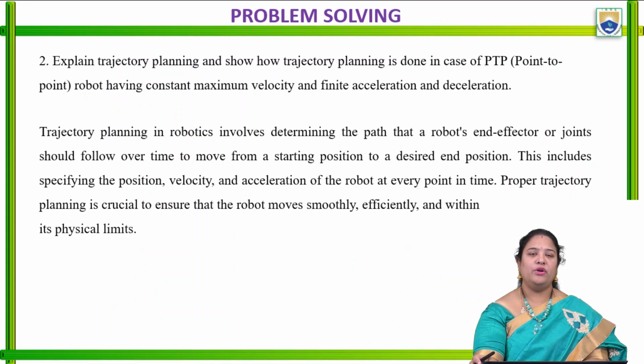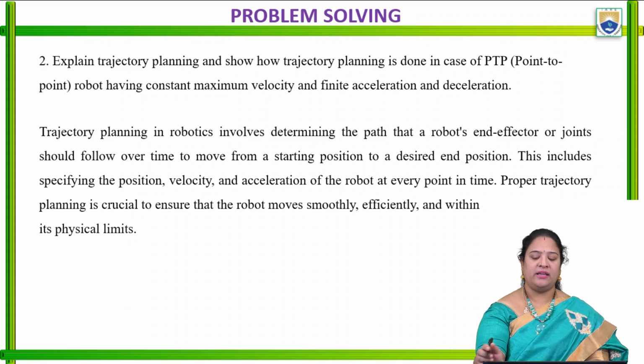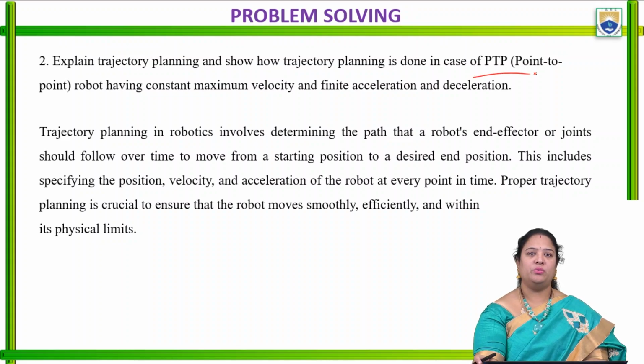Next, moving on to the next problem. Explain the trajectory planning and show how the trajectory planning is done in case of a point-to-point robot having constant maximum velocity and finite acceleration and deceleration, right? So we need to explain trajectory planning and show how it is done for a PTP robot.